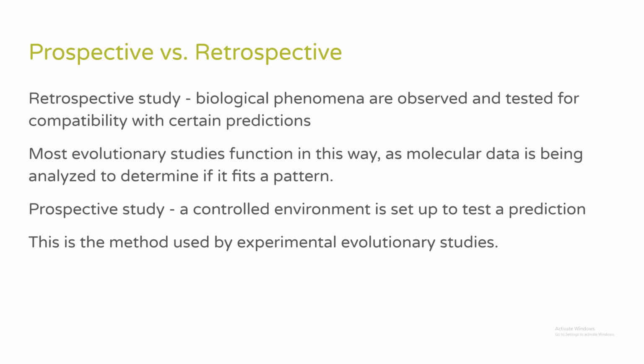Experimental evolution is the study of evolution in controlled laboratory environments. It allows evolutionary dynamics to be monitored in real time. It differs from traditional evolutionary studies by testing evolutionary hypotheses prospectively rather than retrospectively. This means rather than analyzing molecular data first to see if it matches a hypothesis or prediction, a hypothesis is made and then the outcome of an experiment is analyzed to see if it aligns with the hypothesis.